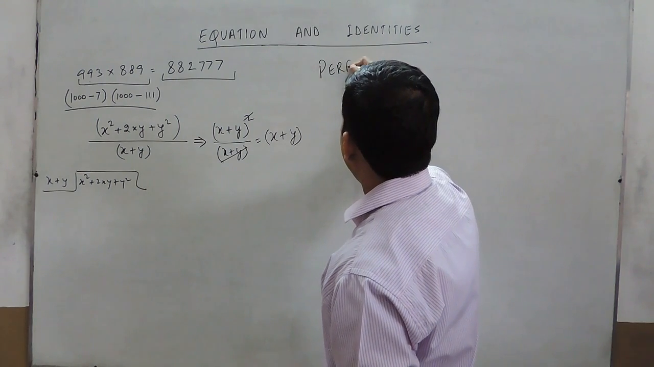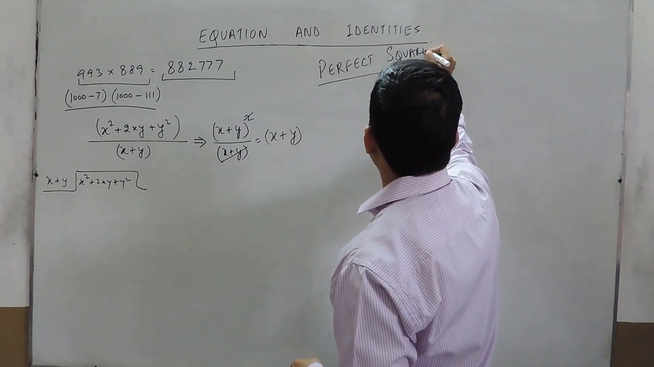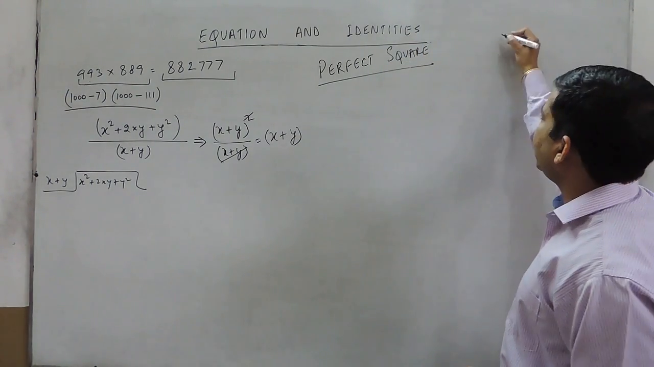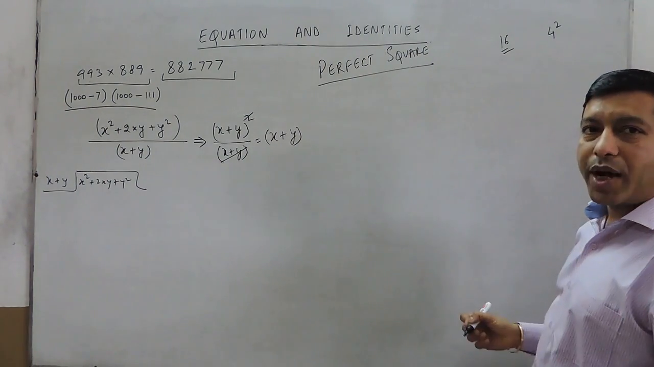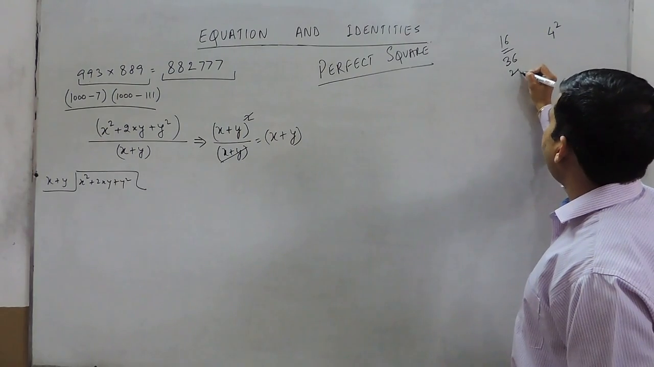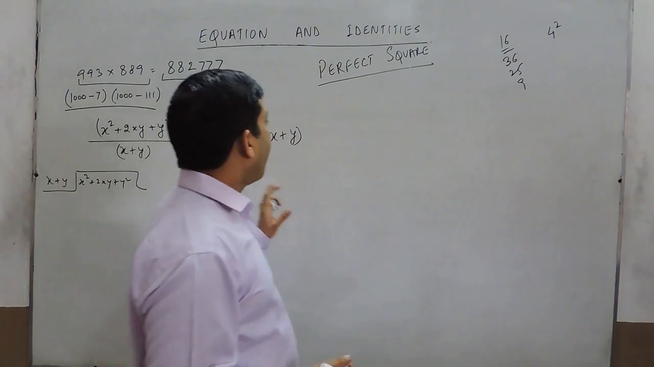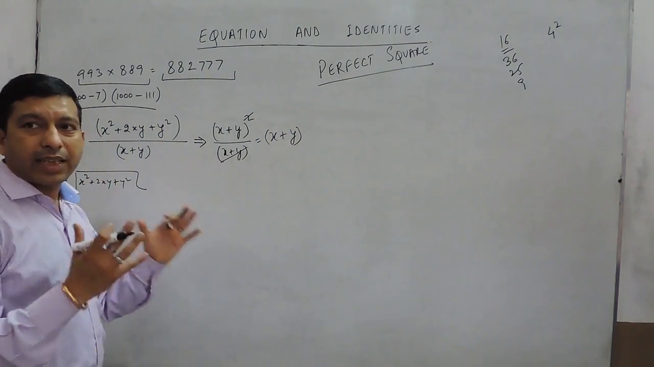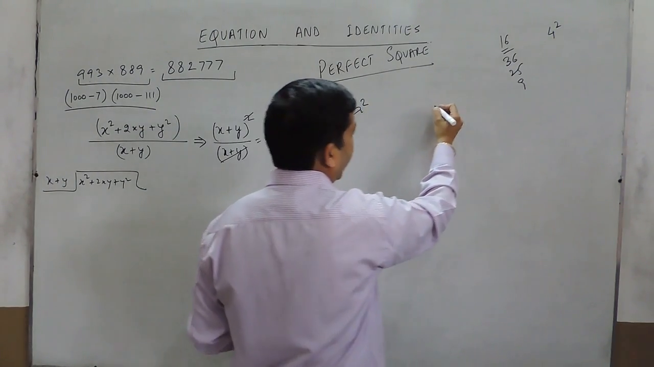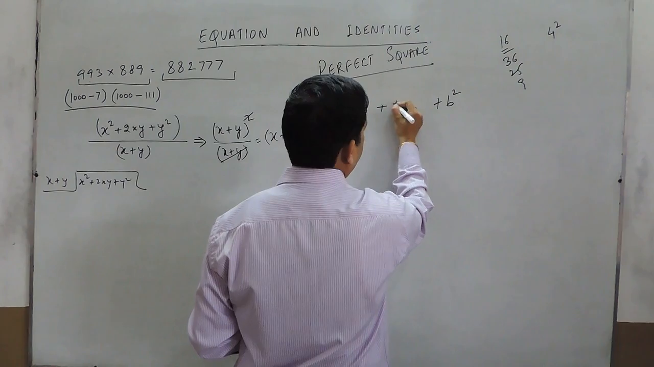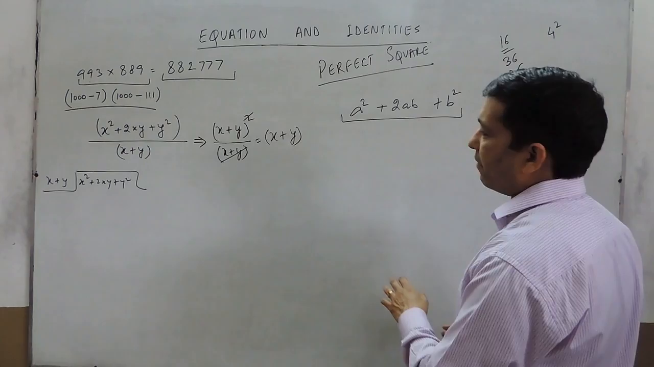Now we will talk about what basically a perfect square is. As we know in numbers, 16 is considered to be a perfect square because it can be written as 4 square. 36, 25, 9, all these numbers are known as perfect squares. When we talk about algebraic expressions, then what exactly is a perfect square? We know that a square plus b square plus 2ab is basically the format of a perfect square.